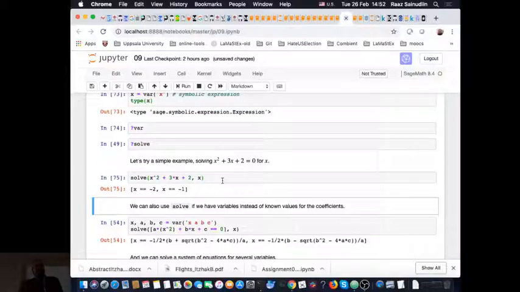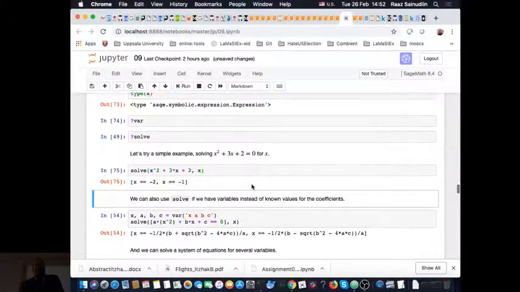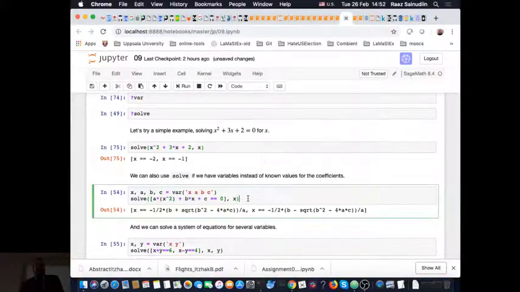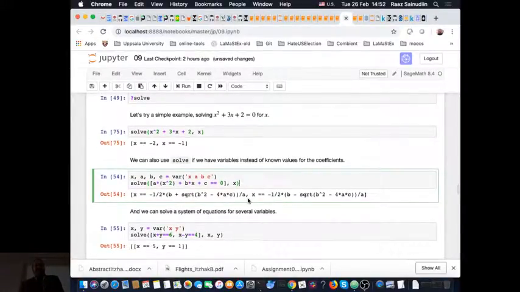Solve x squared plus 3x plus 2, comma x. So this comma x means solve it in terms of x. Set this equal to 0 and solve it in terms of x. So x is -2 and -1. This is a quadratic. So we can use solve if we have variables instead of known values for the coefficients.